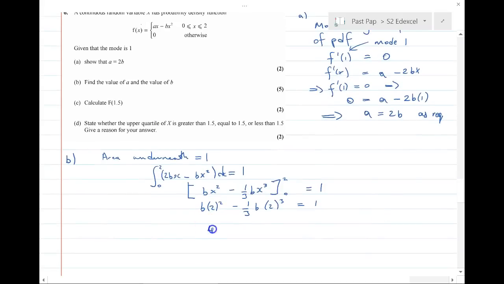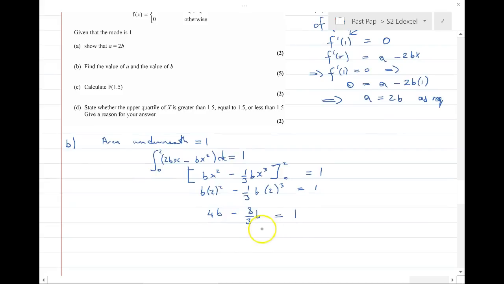So 4b minus 8/3 b equals 1. So that gives me 12 minus 8 over 3, so 4/3 b equals 1. So b equals 3/4. That means also that a is double that, so that's 3/2.